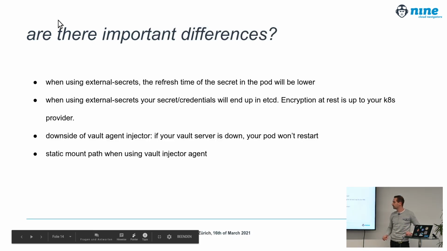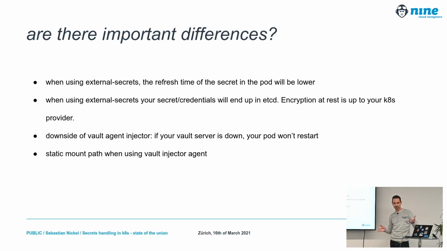Okay, so are there any important differences between those approaches? When using external secrets, the refresh time of the secret in the pod will be lower. We've seen that. With Vault, you can just read it. And when using external secrets, your secret or credentials will end up in etcd because you're actually creating a Kubernetes secret. So you need to trust your Kubernetes provider to encrypt etcd, because otherwise you can just read it from there.